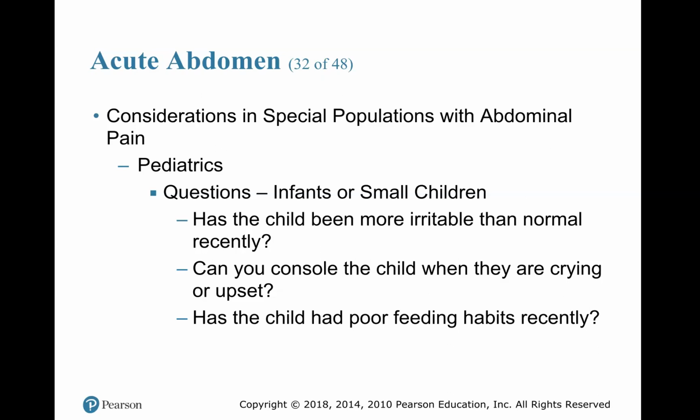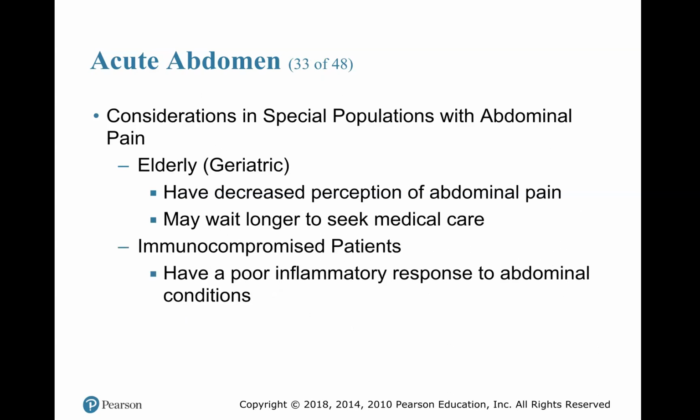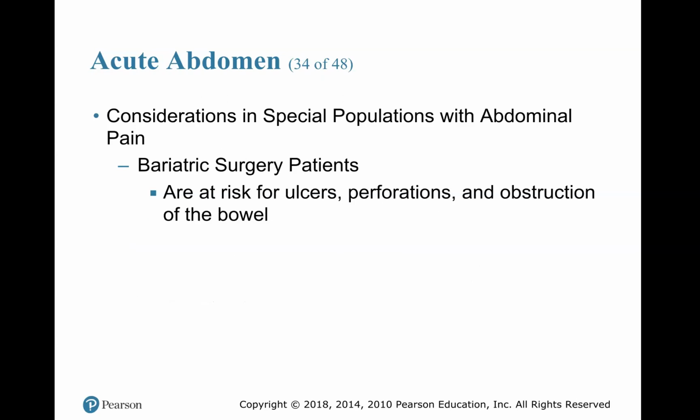Considerations in special populations with abdominal pain. Pediatrics. Questions: if infants or small children, has the child been more irritable than normal recently? Can you console the child while they are crying or upset? Has the child had poor feeding habits recently? In the elderly or geriatric, they have decreased perception of abdominal pain and may wait longer to seek medical care. Immunocompromised patients have a poor inflammatory response to abdominal conditions. Bariatric surgery patients are at risk for ulcers, perforations, and obstructions of the bowel.